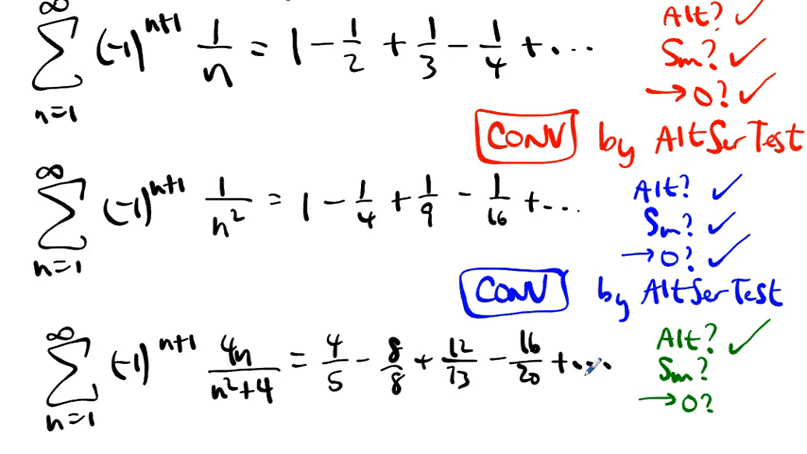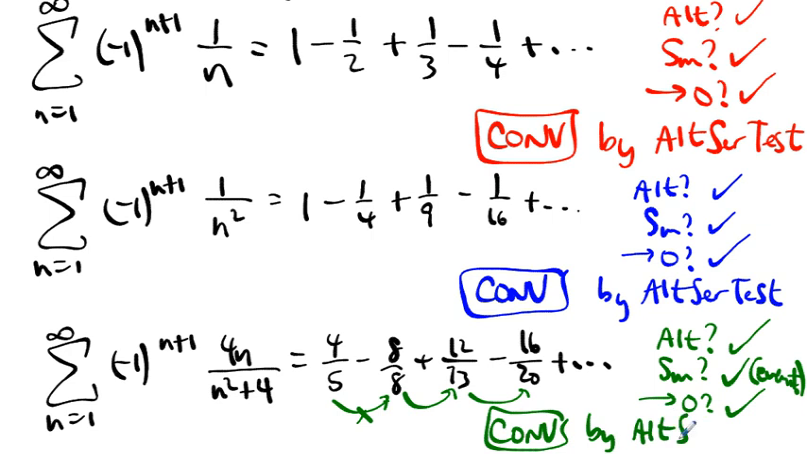Do the terms get smaller? Not here they don't. But here they do and here they do. So this is a missing link. But I think we could take the derivative of this function. If we were to take the derivative of 4x over x squared plus 4, we would recognize that that derivative is negative for x greater than a certain value. And so, yes, eventually the terms get smaller. And the terms do get closer and closer to 0. And so this series converges by the alternating series test.